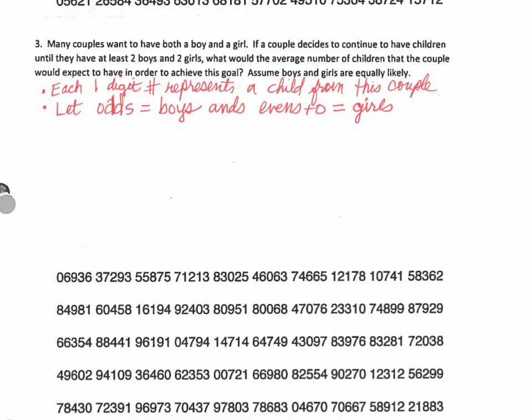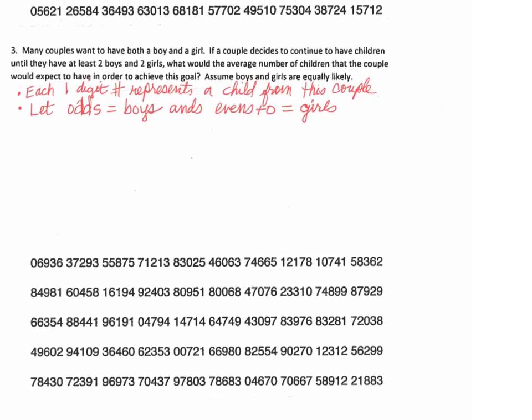Now, it would be interesting if somebody else chooses a different way to represent this. For example, let 0 through 4 equal the boys and 5 through 9 equal the girls. Somebody's going to do that. Anybody want to do something else? How about this one: 1 through 5 equal the boys, and 6 through 9 and 0 equal the girls. Those are just two other examples of what you could do.